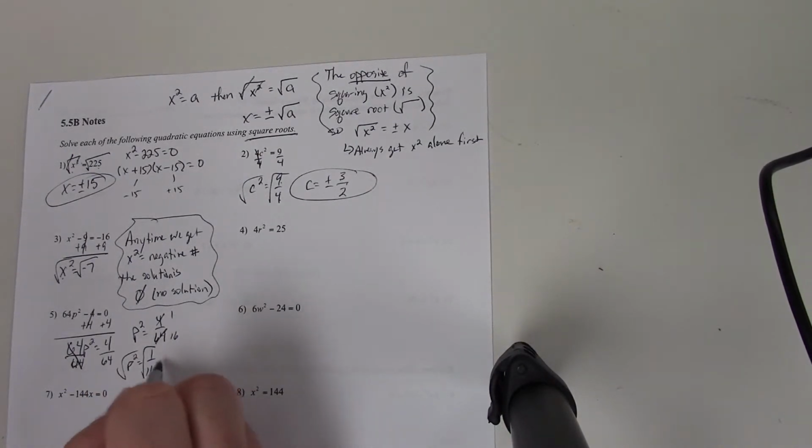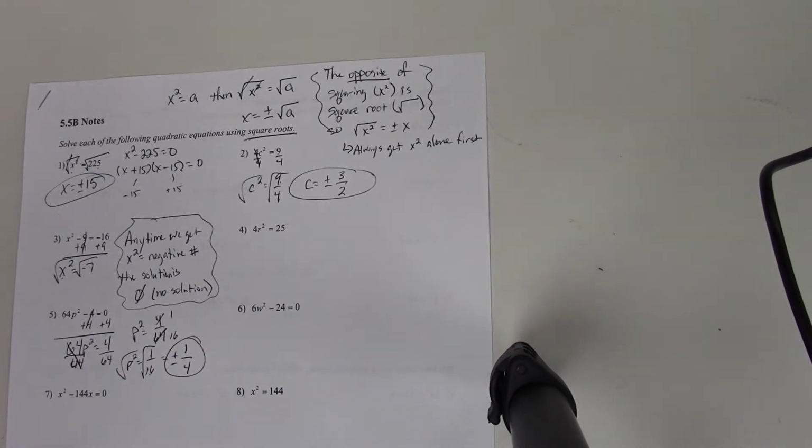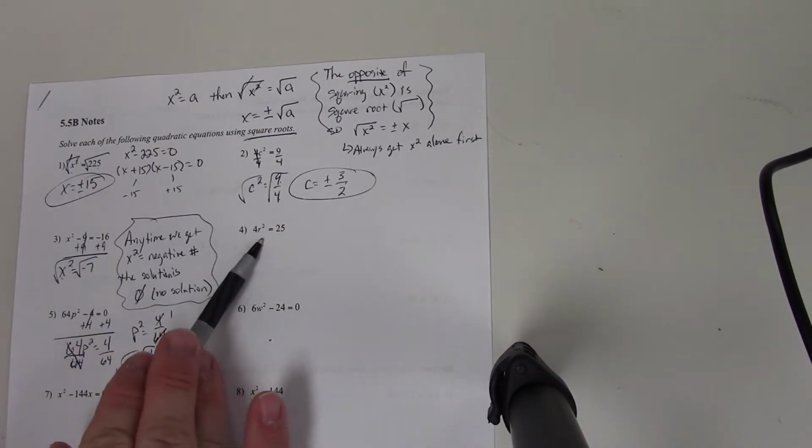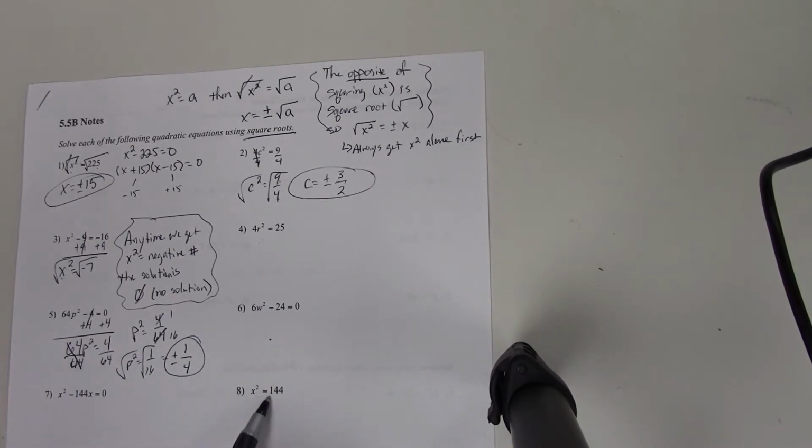And again, square root both sides. Square root of 1 is 1. Square root of 16 is 4. I get plus or minus 1/4. That should help you be able to do this one. This is pretty much like that one. This one is like that one.